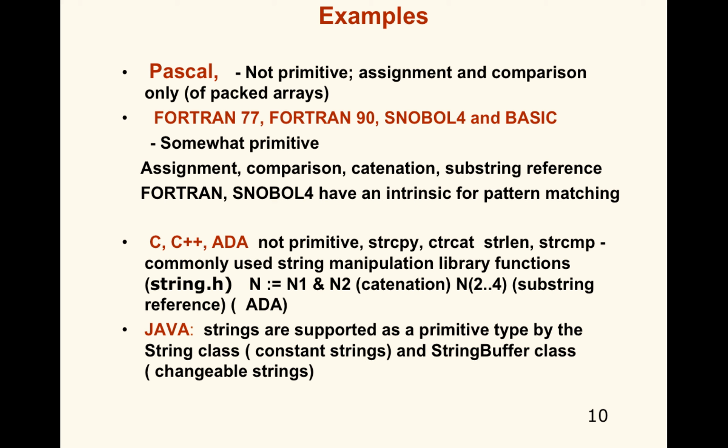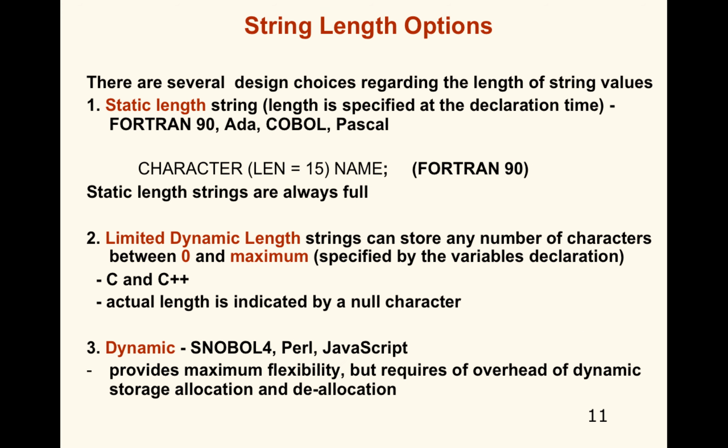And then there's Java. Strings are supported as primitive types, but the string class has the constant strings. The string buffer class has the changeable strings. If you haven't noticed, Java does a lot more with buffering versus non-buffering, and it has different forms of strings, and it really improved the quality of the C++ string.h. So Java was an improvement on that, as I mentioned earlier. It's kind of like a rewrite of C++ with better features.